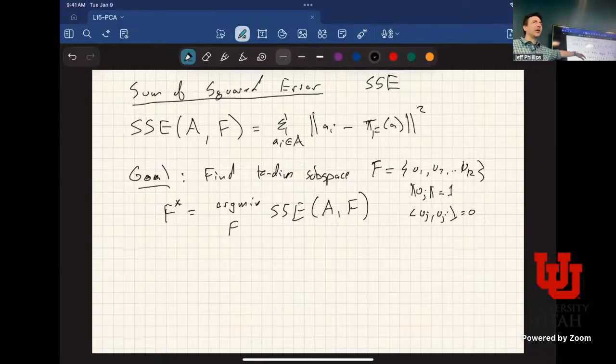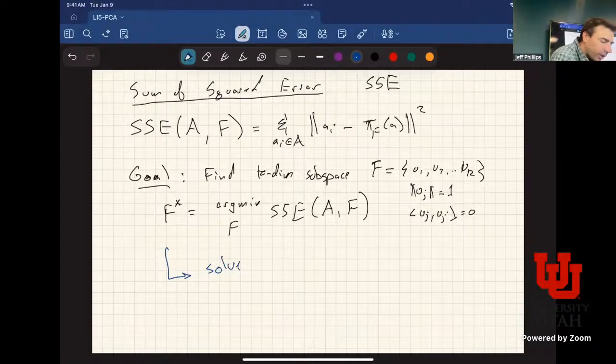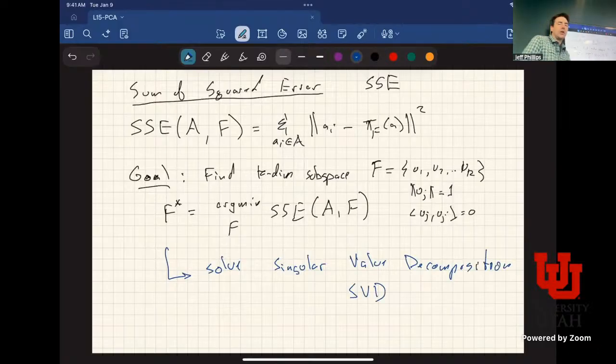But there are things called the power method and a whole bunch of other techniques for solving for the subspace. In particular, we can solve it with something called the singular value decomposition, the SVD, which at the start of class, everyone said they had seen before.